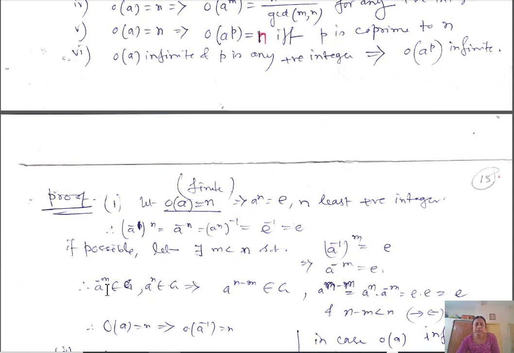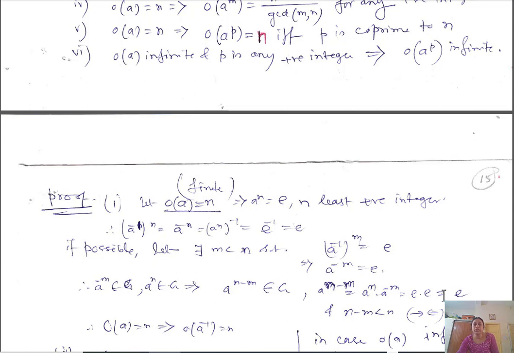G is a group. A to the power minus m belongs to G, A to the power n also belongs to G. Therefore, their composition also belongs to G. Two elements belong to G means by closure property their composition also belongs to G. So A to the power n minus m belongs to G. Now A to the power n minus m is what? A to the power n into A to the power minus m. A to the power n is e, A to the power minus m is also e. So you are getting this value is e.